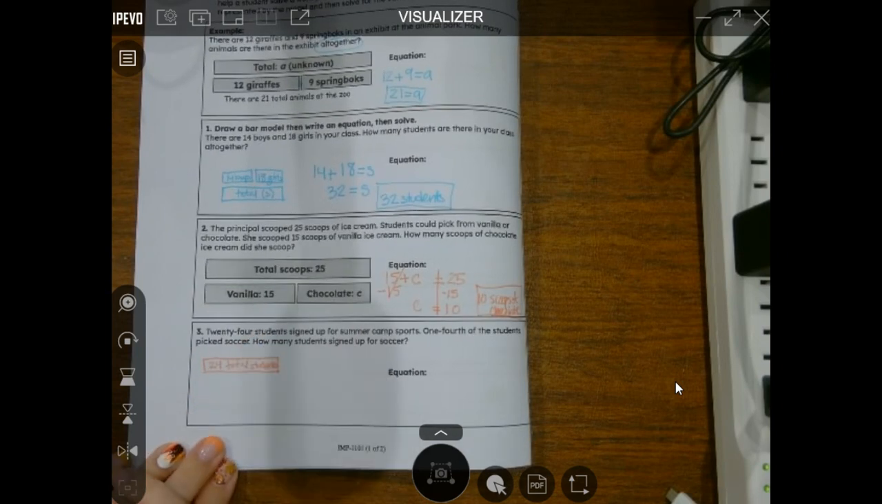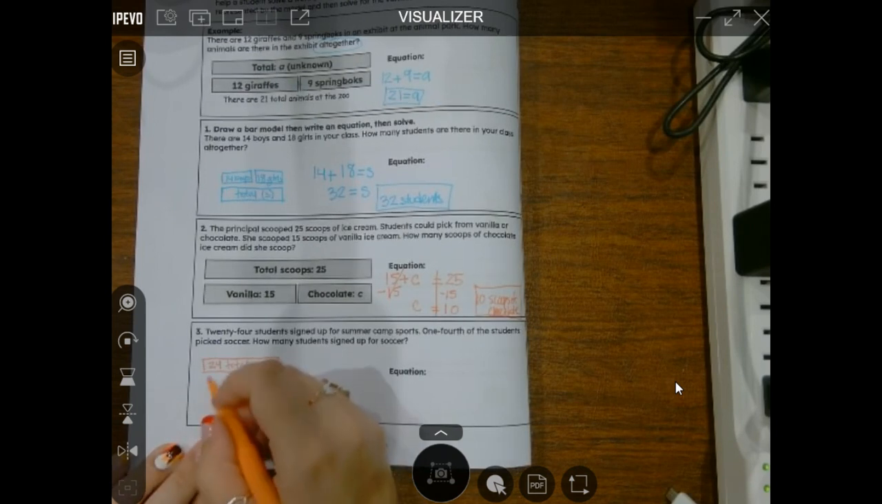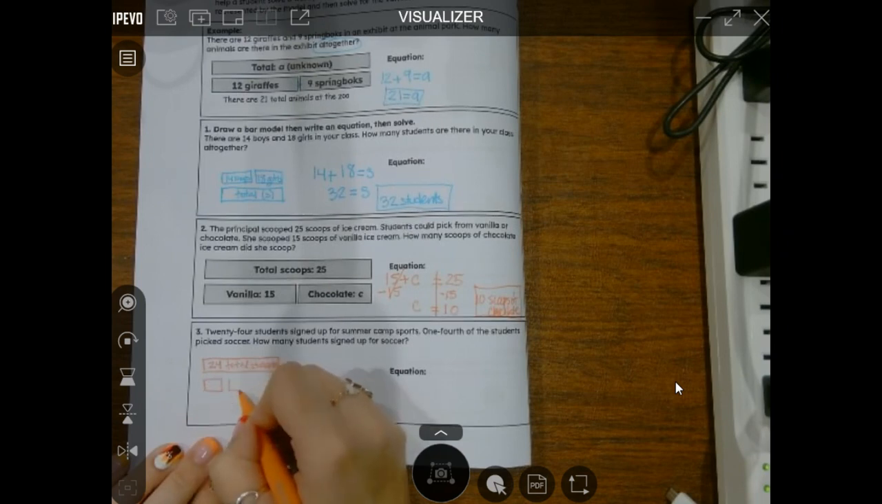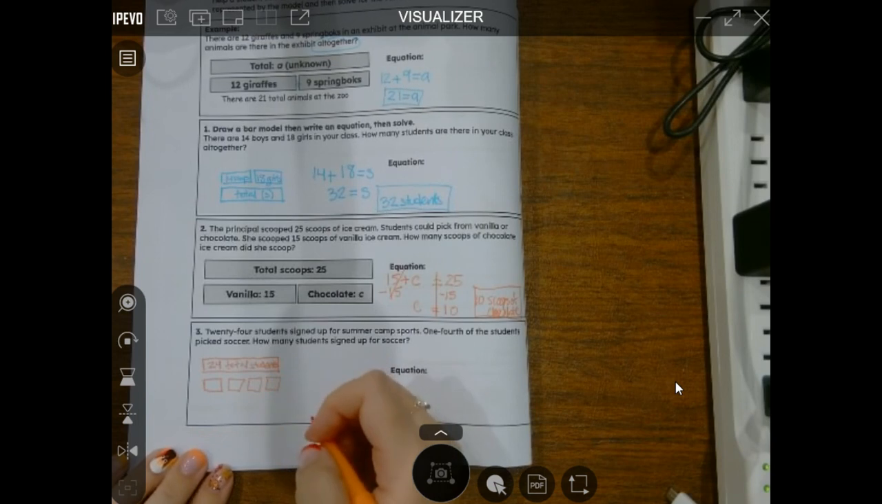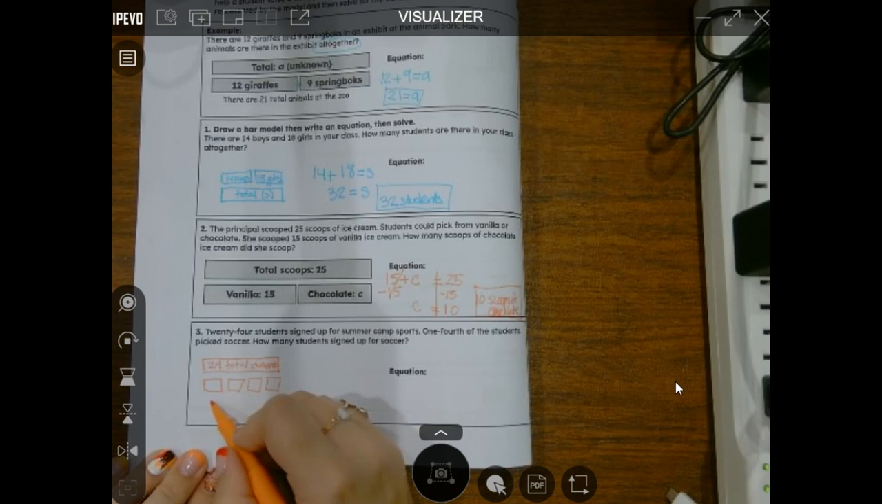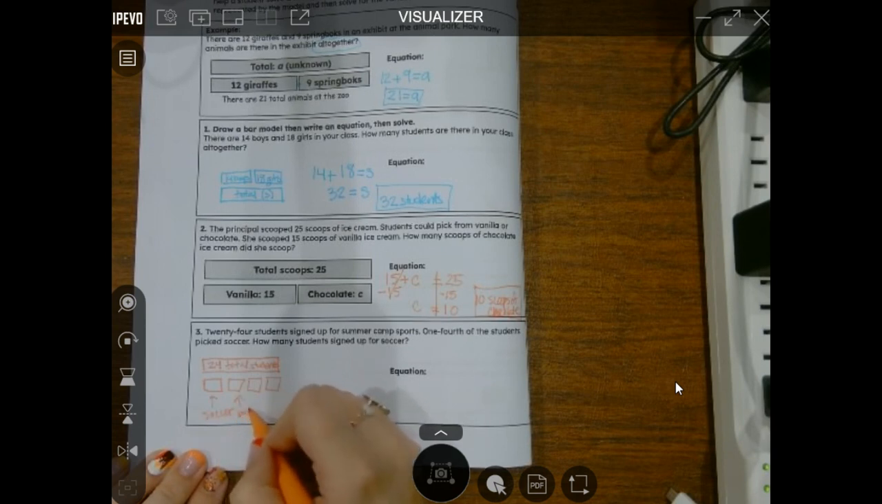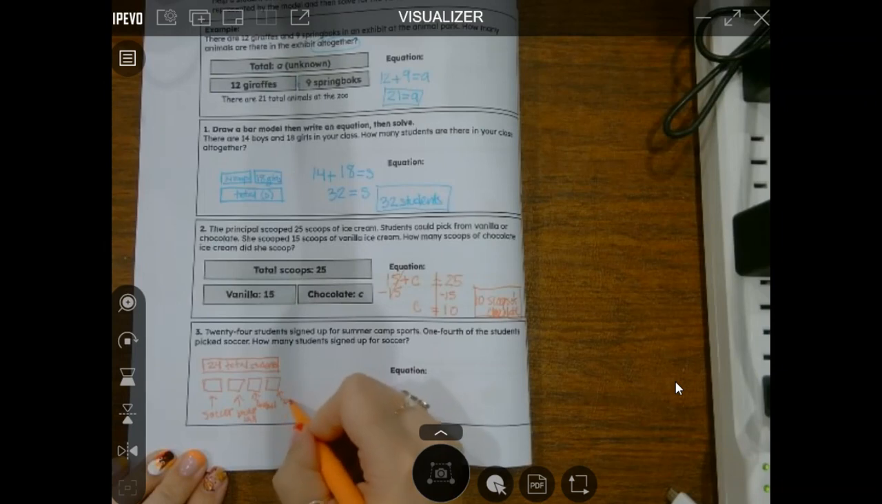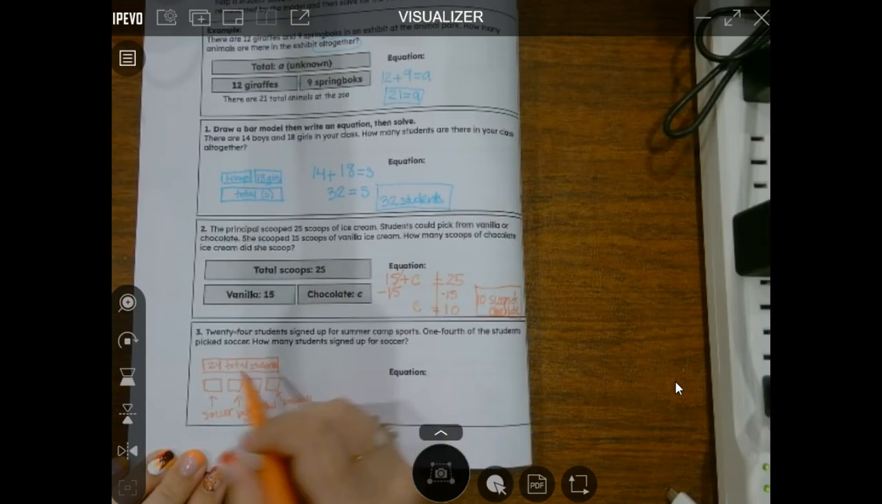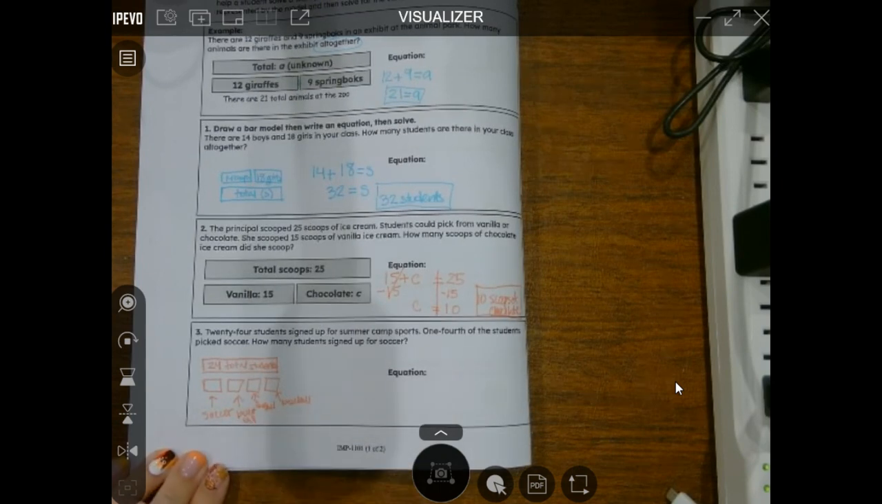And of that 24, 1/4 of the students picked soccer. So that means basically we can break it in groups of 4, right? So 1, 2, 3, and 4. So what that means is one of these 4 picked soccer, and then the other ones picked something else. Like maybe they picked, I don't know, basketball. Maybe they picked football, and maybe they picked baseball. Okay, so this group, one of the 4, is the only ones that pick soccer.